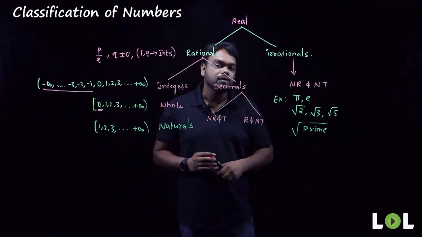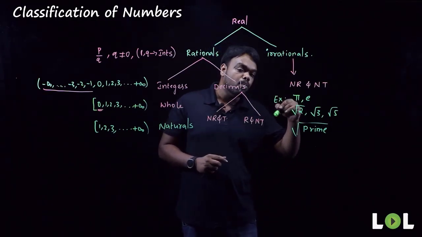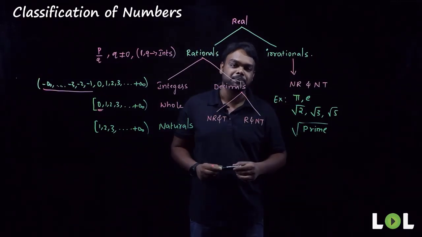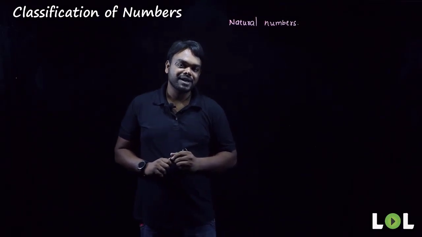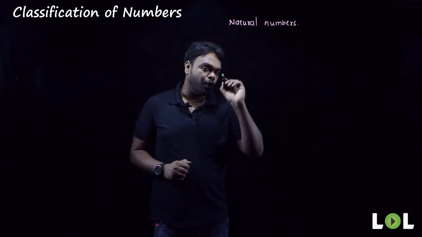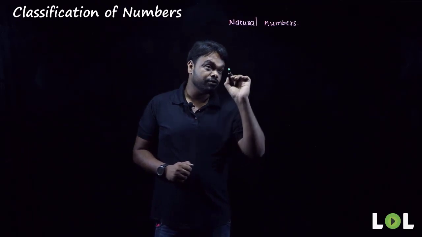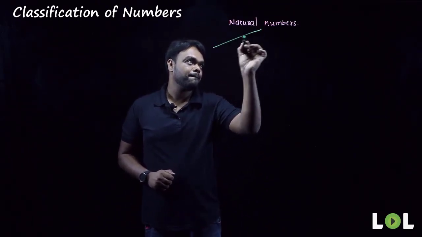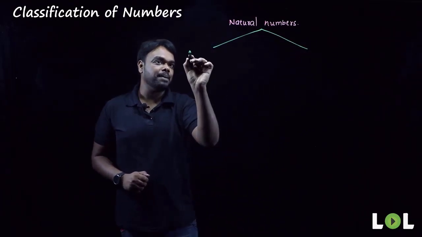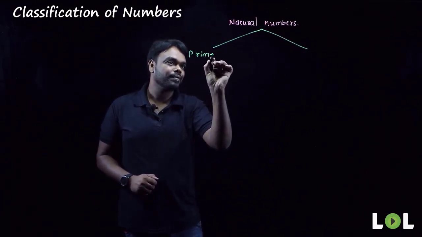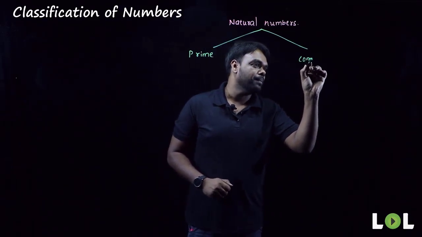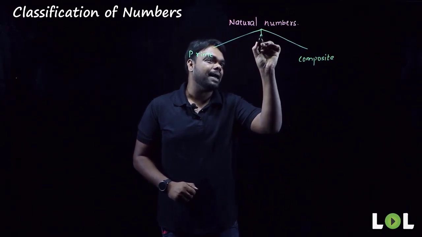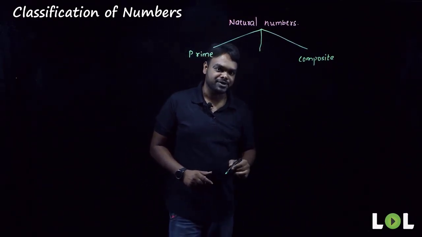Now apart from that, we have a slightly little more content regarding the natural numbers. So let us continue with that now. Natural numbers are all positive integers. We all know that now. These natural numbers are further divided into 3 types. They are prime numbers, composite numbers, and there is another type that I'll tell you after a couple of minutes.